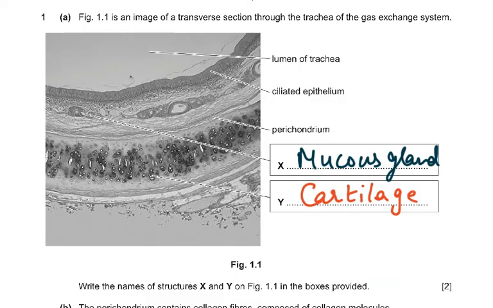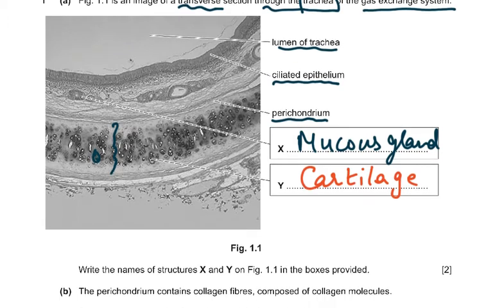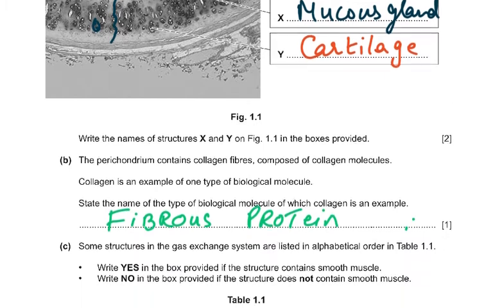Let's read through question number 1, which is figure 1.1, an image of a transverse section through the trachea of the gas exchange system. This is the lumen of the trachea. This is the ciliated epithelium which lines the trachea, and then we have the perichondrium, and then we have to label X and Y. Now, X was the mucus gland, and Y was the cartilage. You see, the cartilage has this typical structure which you can see here, with cells with nuclei, and you need to be really clear when you pick up any of these photomicrographs. So, cartilage. Then it says write the names of the structures X and Y in the boxes provided.